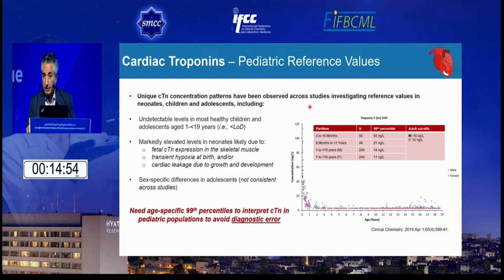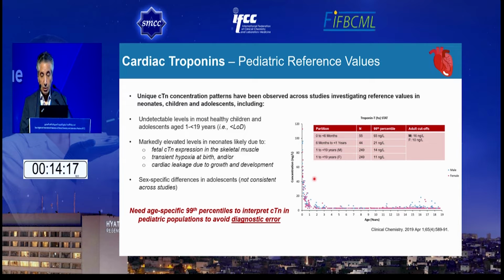Some of our findings surprised a lot of the cardiologists. I will show you the data, and this is one of the graphs. You can see that cardiac troponin is extremely high in neonates. These levels are healthy levels. They're not disease levels. They're normally very high at birth, largely because cardiac troponin is being released due to cardiac tissue development and maturation.